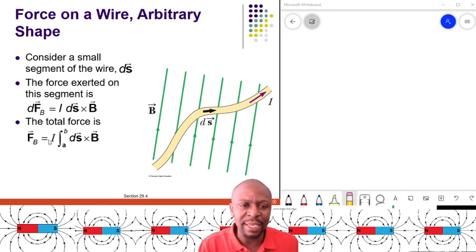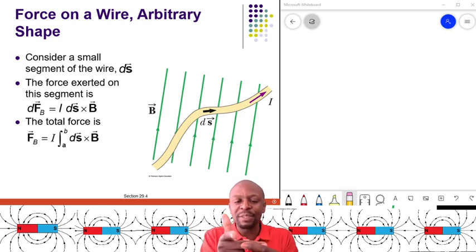I can take it outside the integral, and then I integrate dS cross B. Remember, dS cross B will always be in a different direction compared to dS and B. Therefore, the force will always be in a different direction. For example, if the magnetic field is in this direction and the dS is in that direction, the force will always be perpendicular to dS and the magnetic field.